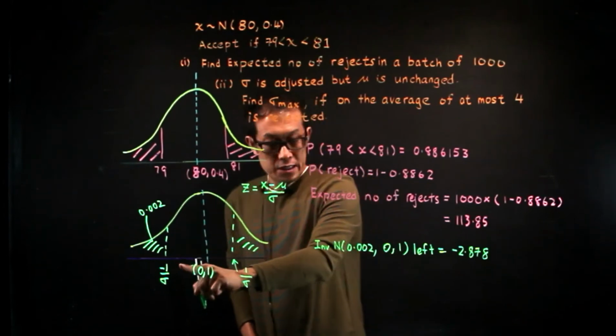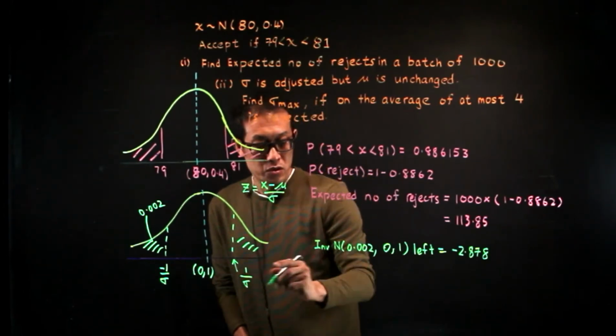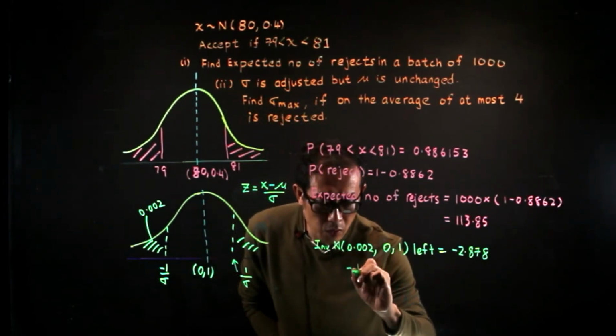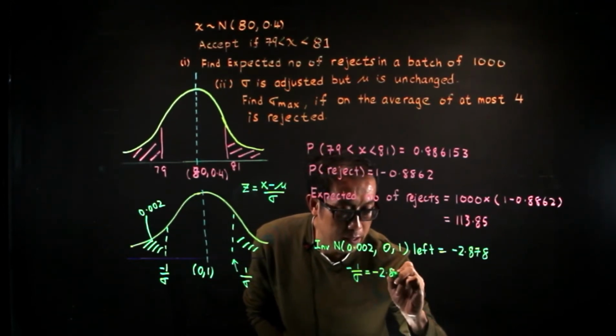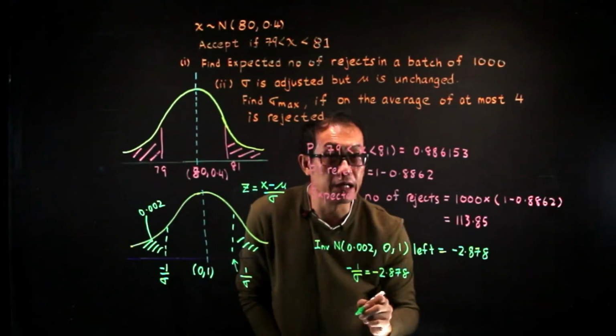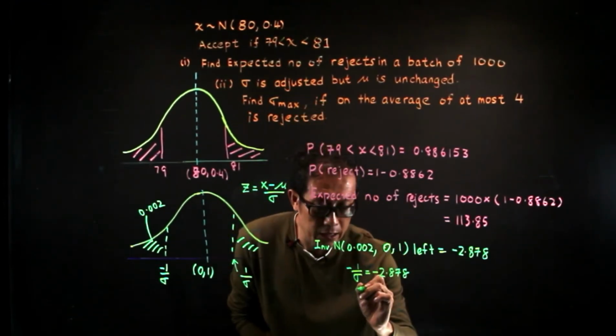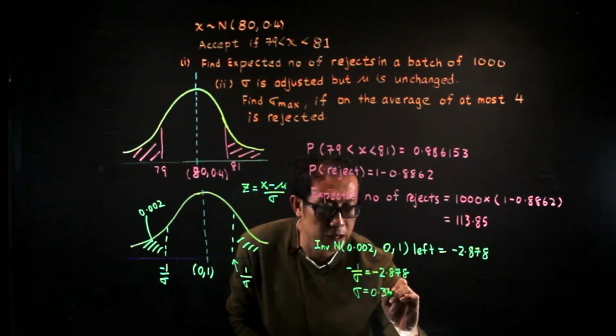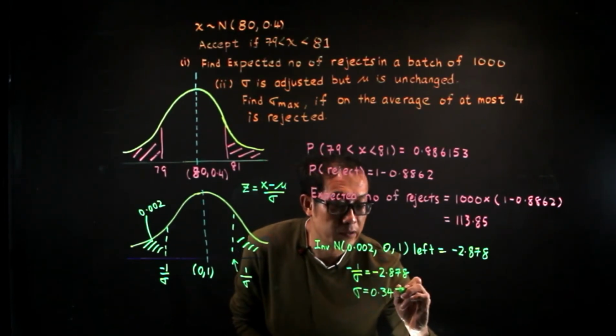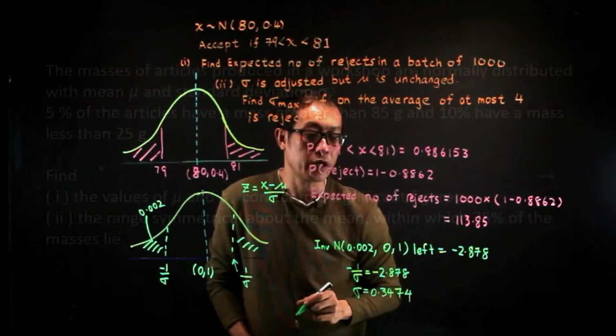So this is minus 2.878. So minus 1 over sigma will be equal to minus 2.878. Then you just key into the calculator. You will find that sigma is equal to 0.3474.